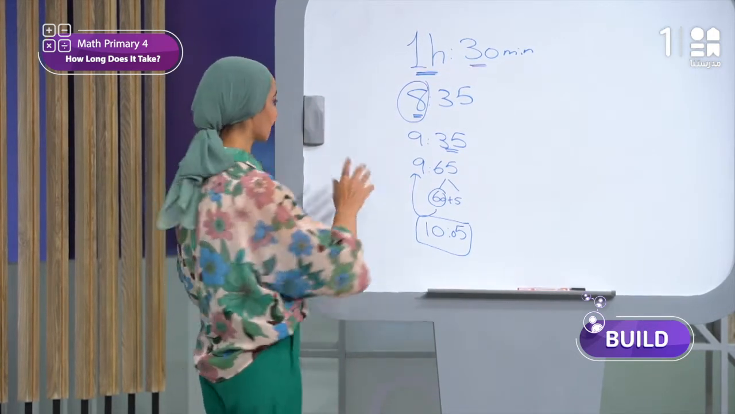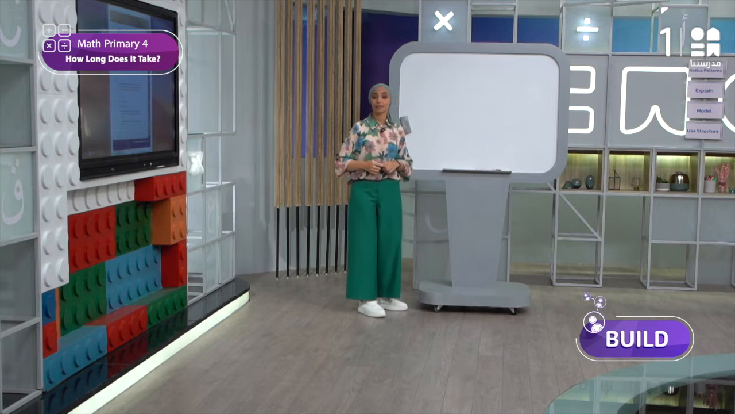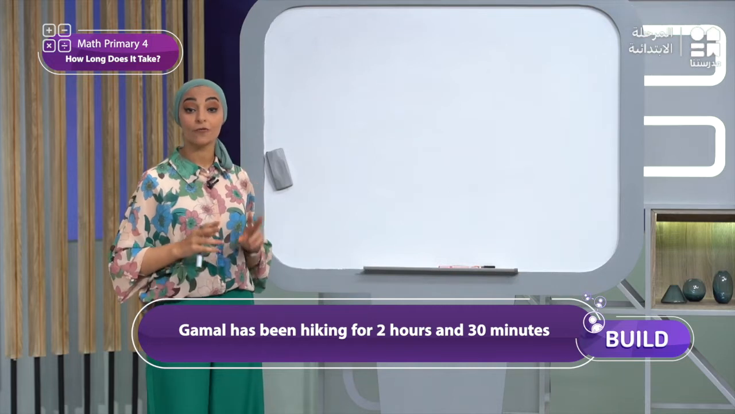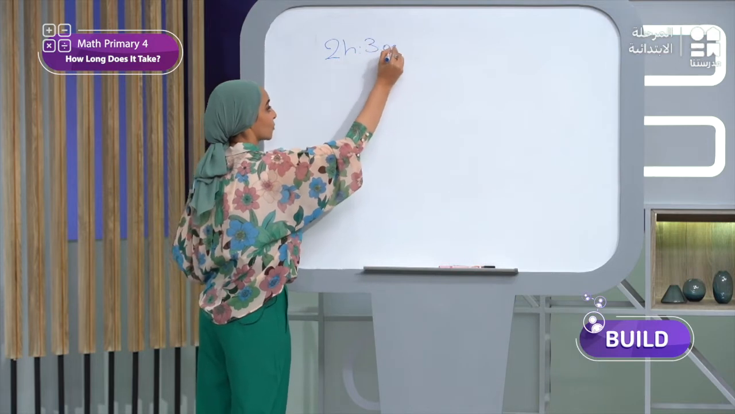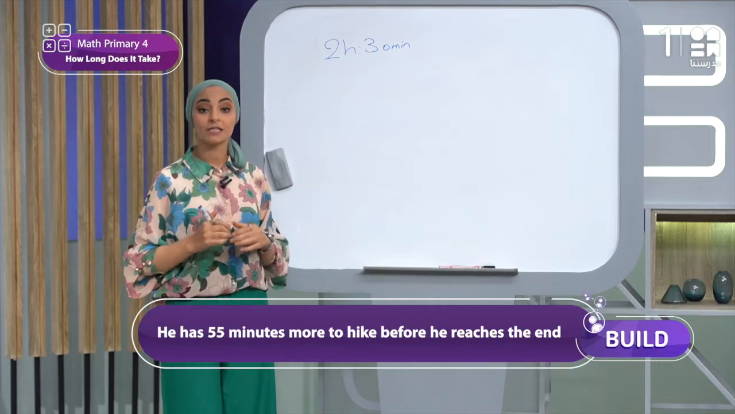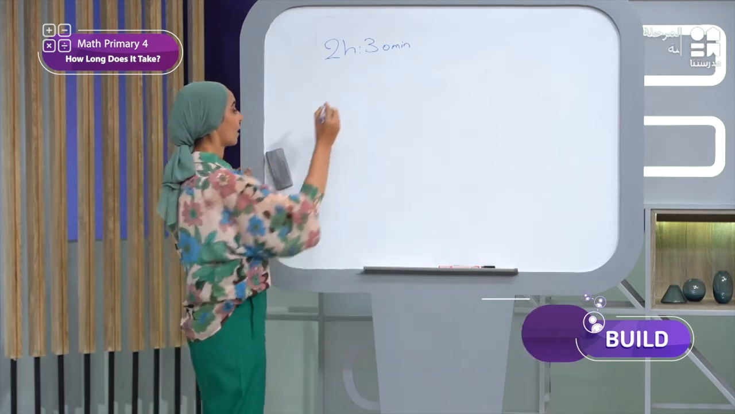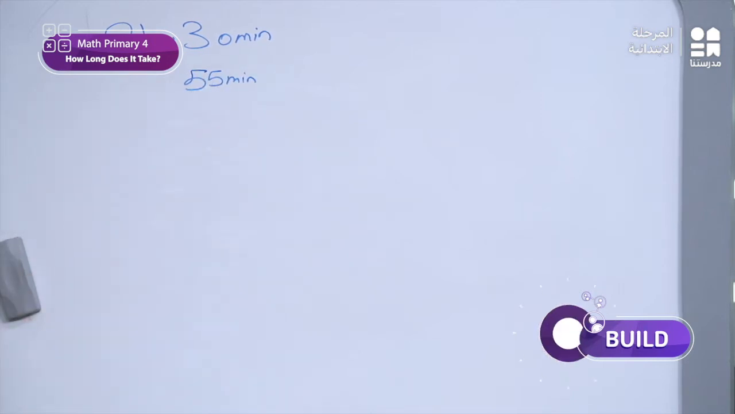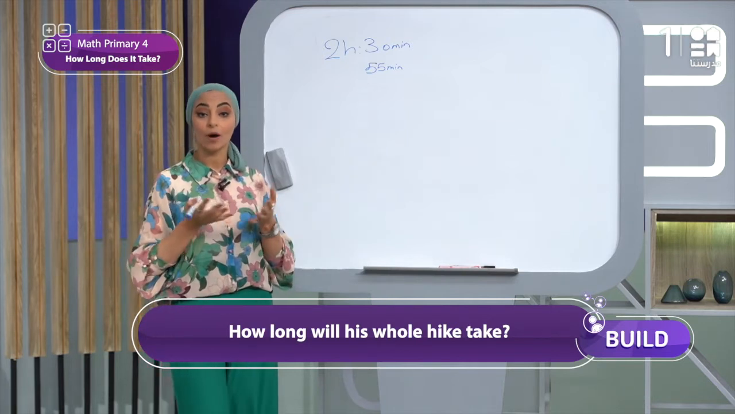Let's see this example. Here in this example he told me that Gamal is hiking in the park. جمال بيمشي في البارك. He has been hiking for 2 hours and 30. تعالوا نكتب كده 2 hours and 30. قعد يمشي for 2 hours and 30 minutes. Then he has 55 minutes more to hike before. كمان محتاج 55 عشان يوصل. 55 minutes عشان يوصل. Okay. Now, how long will his whole hike take? عايز أعرف كل الهايك بتاعه هياخد قد إيه.